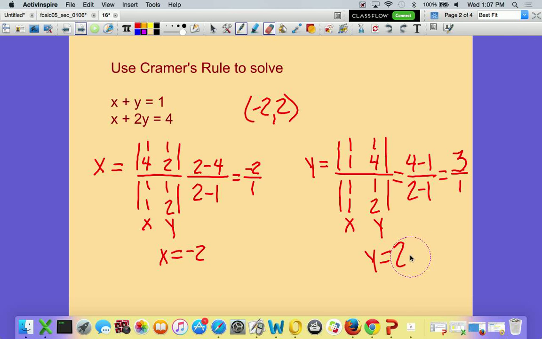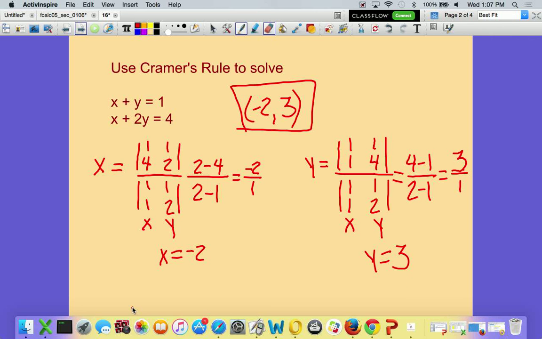I made that mistake completely on accident, but that does show why you should check these. So your answer is not -2, -2. It is -2, 3. So now if we check it, this should work. -2 plus 3 is 1. -2 plus 6 is 4. So that does work out there.